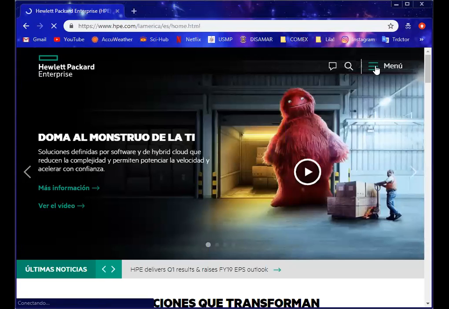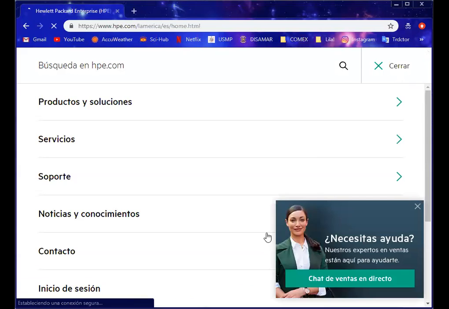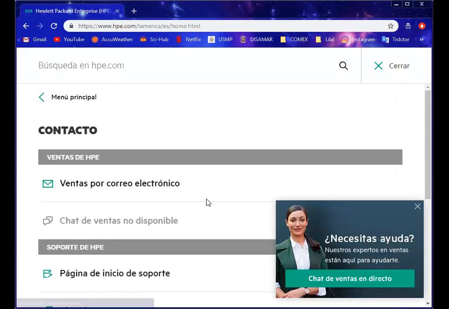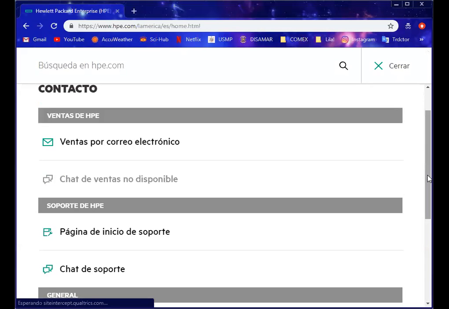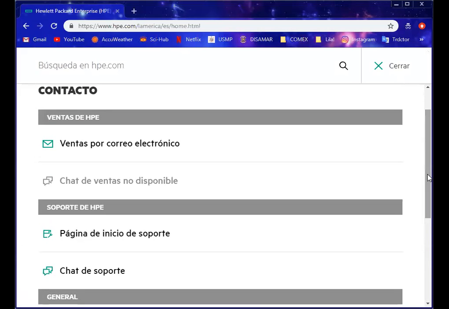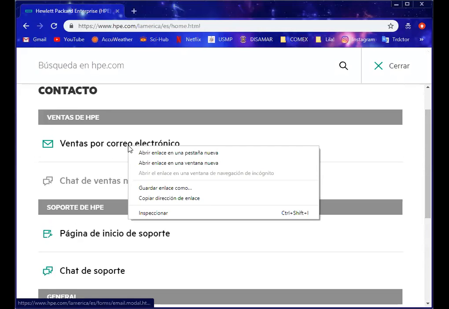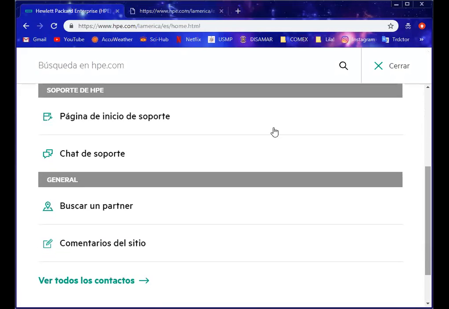Usually, when we're talking about a very big company, they usually have an authorized dealer in Peru. So it is more likely that if we want to buy from them, they will ask us to go to the authorized dealer in Peru. In this case, we could see here that they do not have a chat sale available, but they do have an email sale. So we're going to check on that.